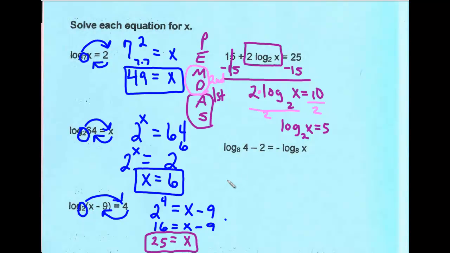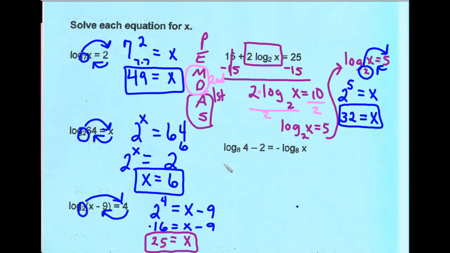I still do not know what x is. So I have log base 2 of x equals 5. Now I rewrite just like I did in the first example over here on the left. 2 raised to the 5th power equals x. x is equal to 32.